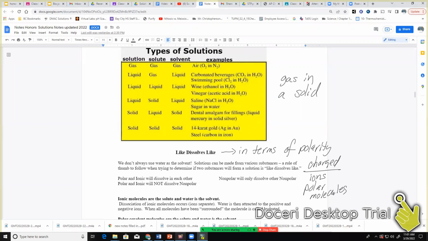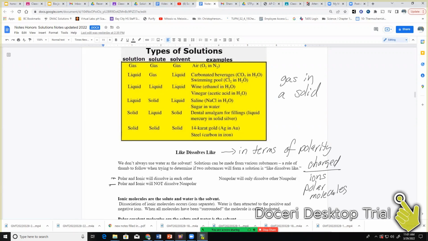So water, because it's polar, it can dissolve either of those. It cannot dissolve a non-polar molecule. That would be something like a fat, a fatty acid. If I put butter in water, that butter's not going to dissolve, and that's because it is non-polar. So polar and ionic were dissolving each other because they're both charged.